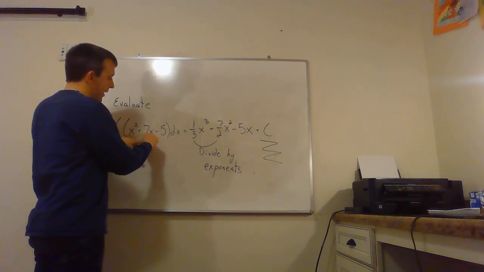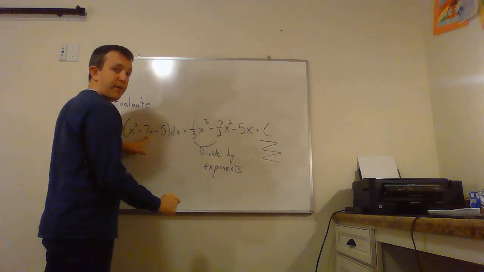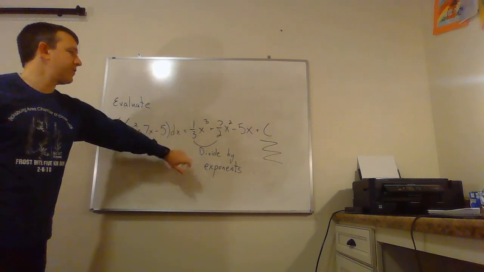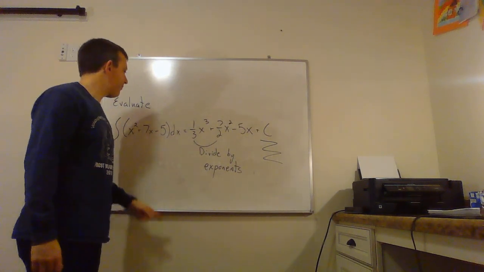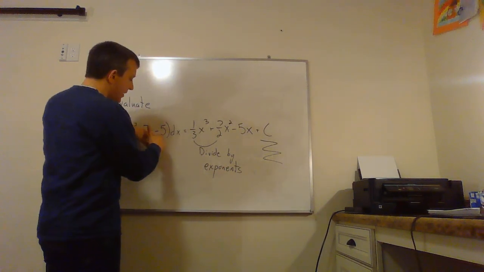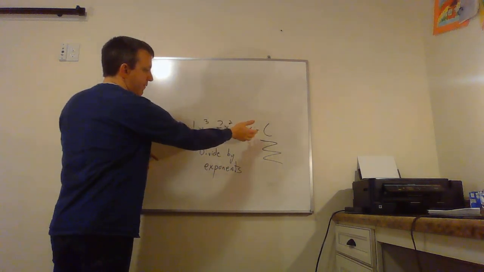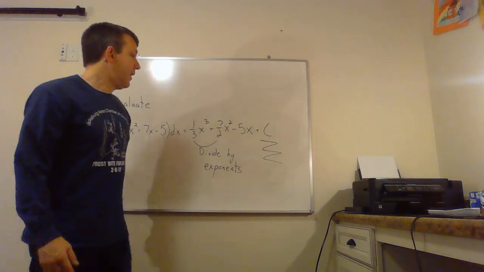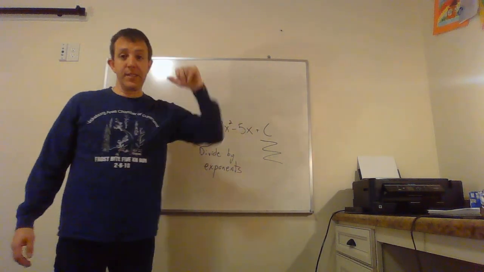Same thing with the second term. I had 7x, becomes x squared, and we divide the 7 by that 2 to get 7 halves. So we're dividing by the exponents. My minus 5, it's going to have an x now, right? This is like x to the 0, so it goes back to being x to the first. Technically, we're dividing that by 1, but that doesn't change anything. And then don't forget the c at the end.